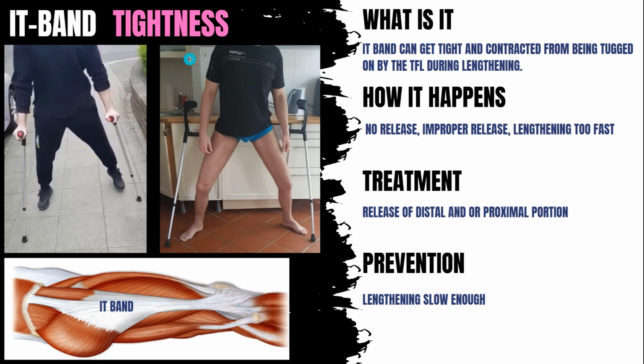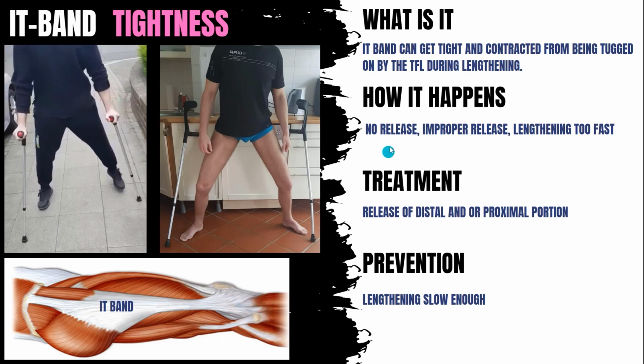This is essentially when the IT band can get really tight and contracted from being tugged on by the TFL during lengthening. The TFL is this muscle up here in the upper proximal portion of your hip, and it merges into the IT band, which goes all the way down and attaches to your lower leg. If the surgeon does not release the IT band and you're lengthening your femurs, then you can get a severe abduction of the legs, which in the limb lengthening community is known as wide legs.